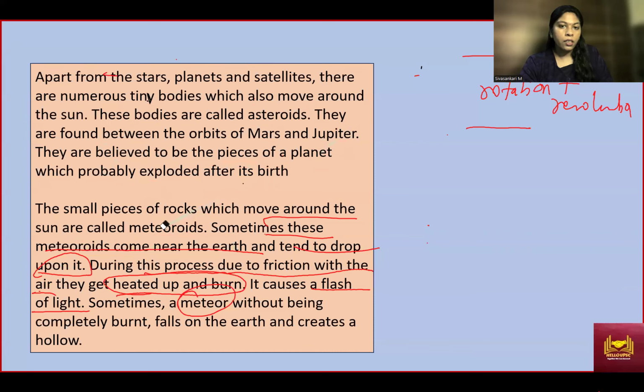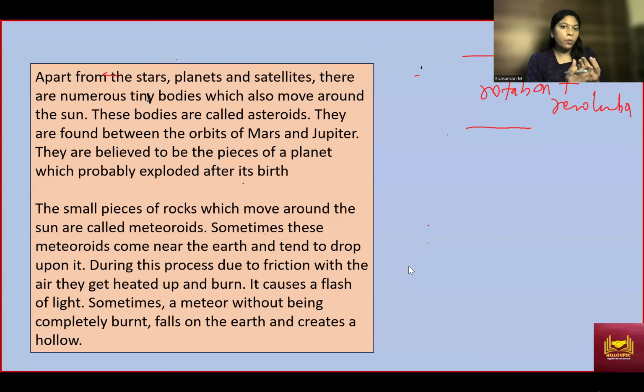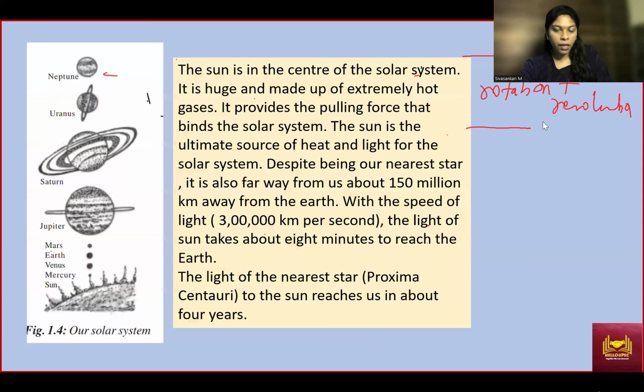So now, we have seen what is a galaxy, what is the universe, what is a planet, what is a satellite, what are called stars, okay, what are called asteroids, what are called meteorites. Then in the next slide, we'll talk about our solar system. We'll come back again to our solar system. We'll see more elaborately about the sun.